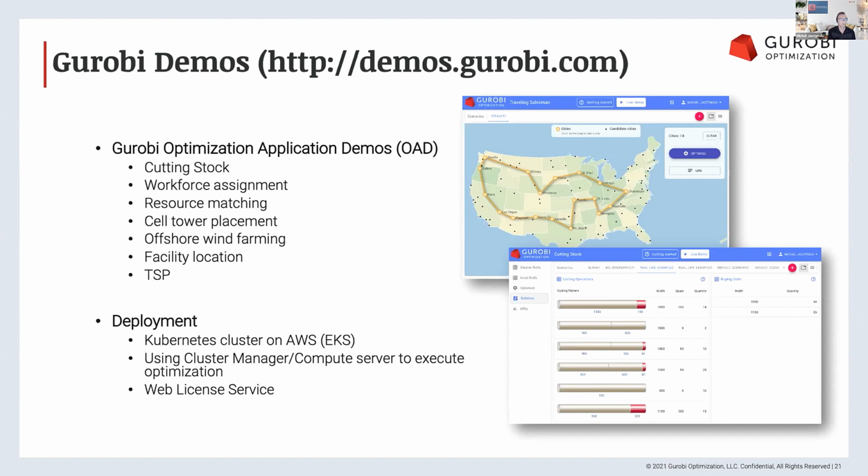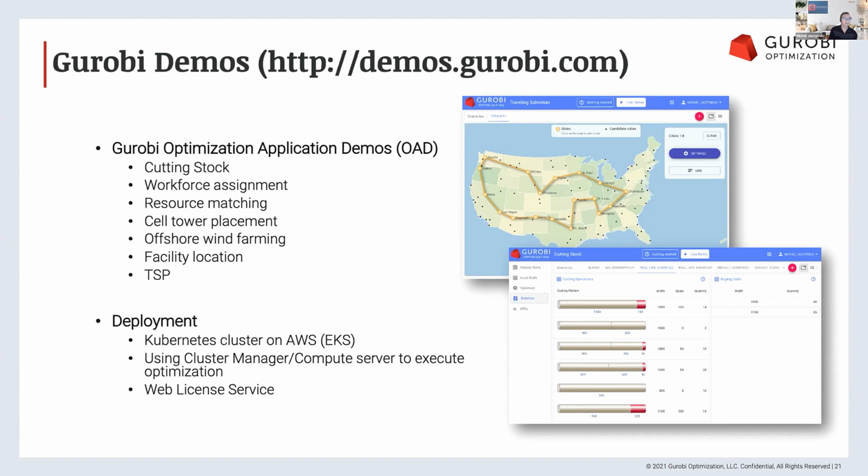At this point, we have 7 demos. We have a cutting stock, workforce assignment, resource matching, cell tower placement, offshore wind farming, facility location, and the TSP. And all those demos are deployed into the same cluster on Amazon, and for the optimization, it's using the cluster manager and the compute server and the web license service as well.